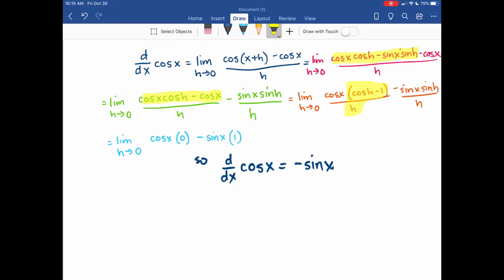So we're going to identify this here. We're going to identify this because down below, that highlighted term becomes 0. This one becomes 1. And here is our cosine derivative. The derivative of cosine is negative sine.